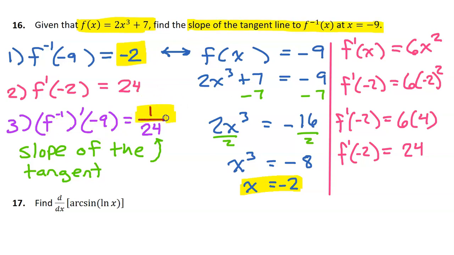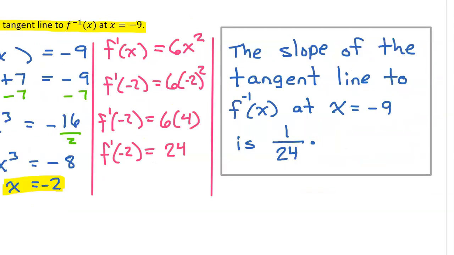So 1/24 is the answer. For the AP exam, we should be in the good habit of writing our answers in complete sentences. So the slope of the tangent line to f inverse at x equals negative 9 is 1/24.